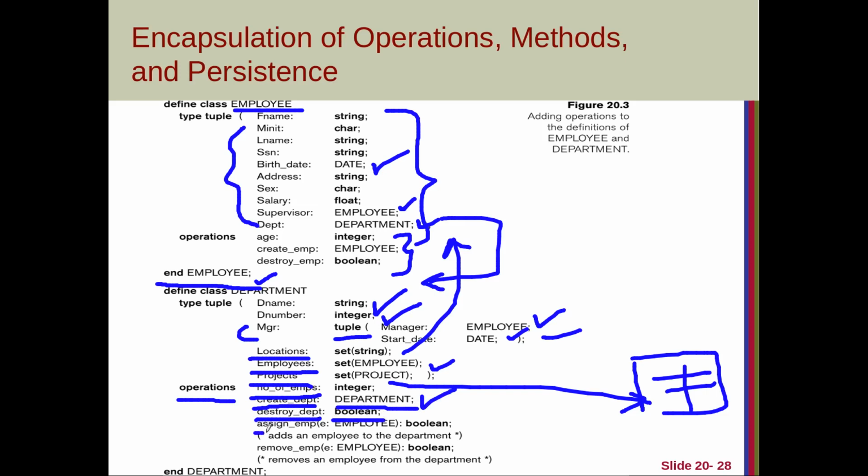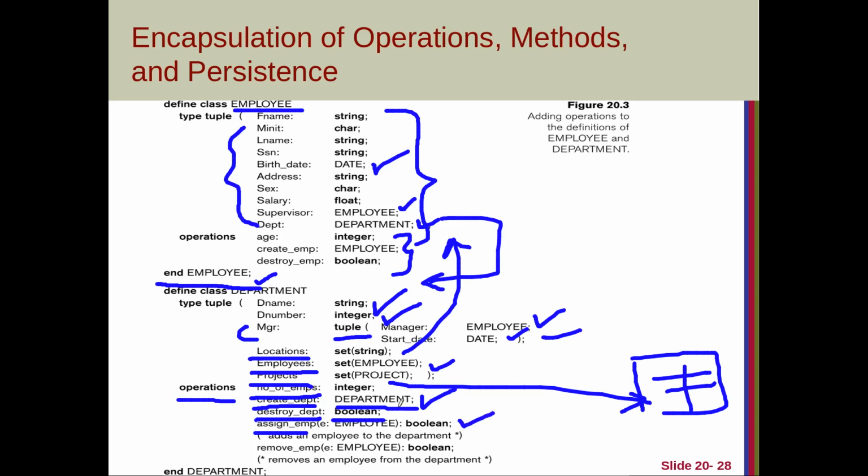Then assign employee within brackets. So this is an operation that consists of a parameter. All other operations, even in the case of employee, we are not having any parameters available, but here you can see assign employee, we are having a parameter that is e:employee. That means an employee object is the parameter there, which returns boolean type.